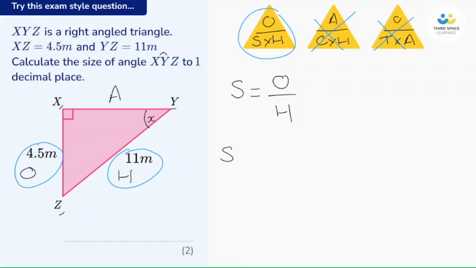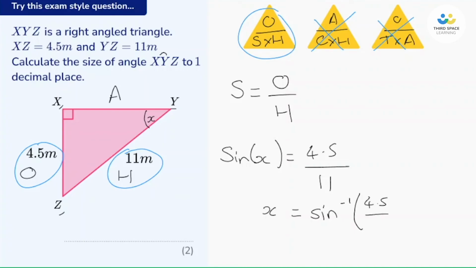So S is actually sine of an angle, and the angle we want to find is X. And that equals the opposite, which is 4.5, divided by the hypotenuse, which is 11. Now we want to work out X, so we need to take the inverse function here. And the inverse of sine is sine to the minus 1, which is 4.5 over 11 in the bracket.